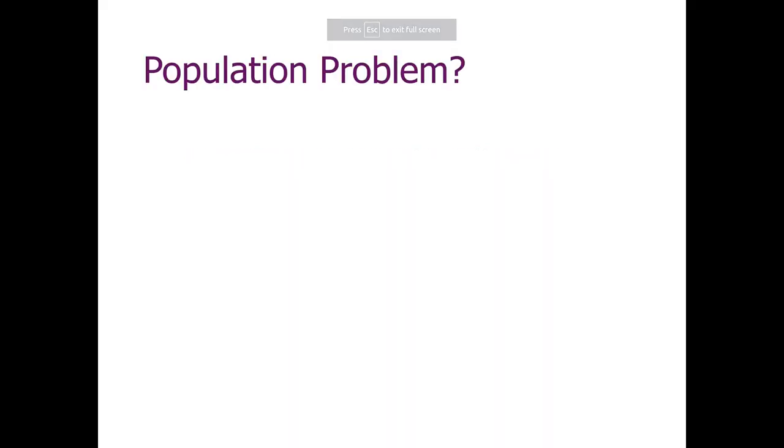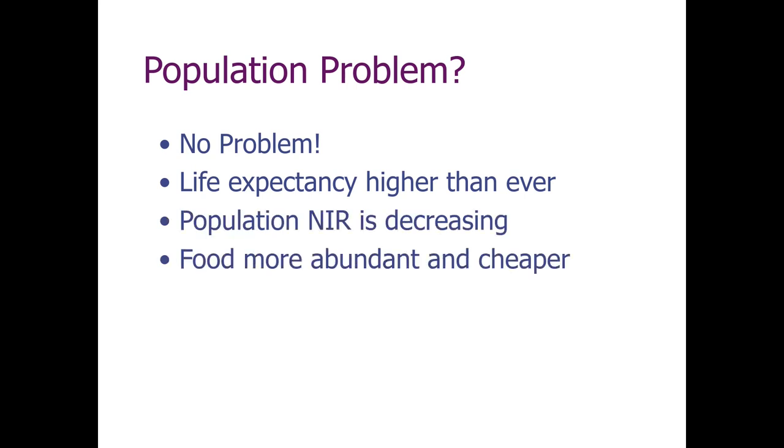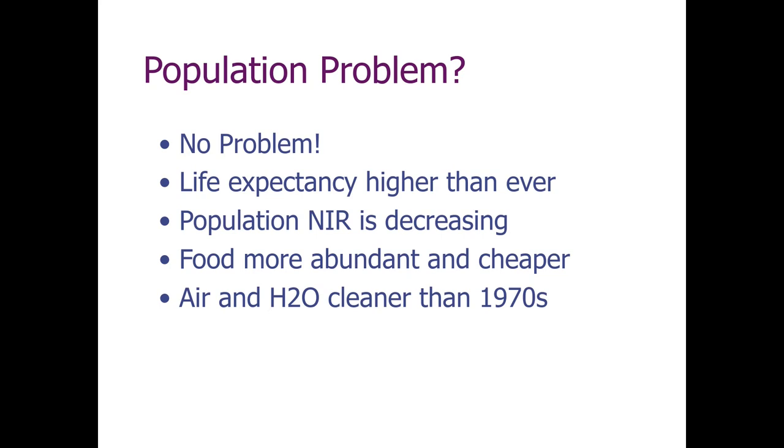So, population issues. There are some who say there is no population problem. Life expectancy is higher today than ever before. The natural increase rate is decreasing. Food is globally more abundant and cheaper than any time in human history. Air and water are cleaner than they were in the 1970s. All of those are true. They also say science will figure it out, which is absolutely not true. I would say all of these things are true.